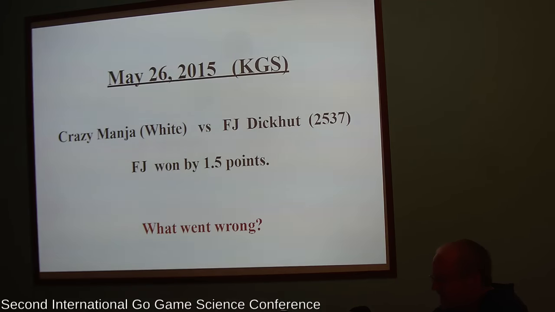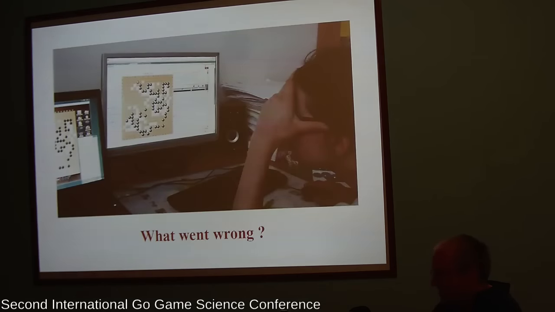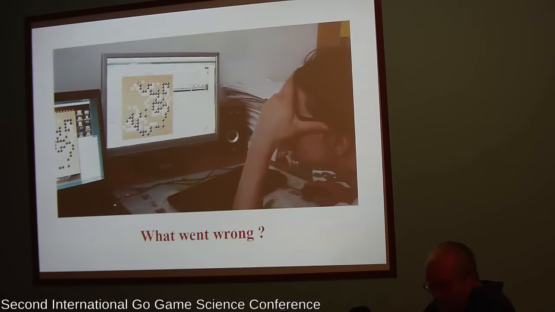Yes, then at the end of May, we tried another thing, Crazy Manja against FJ Dickhut, 6-star, and yes, we were reaching for the stars. Would Manja be able to beat also him? No, it did not happen. FJ won at the end convincingly by 1.5 points. And what went wrong? If you would have asked Manja, she would give you some explanation in terms of tactical lines or so. But if you ask me, you get another answer.